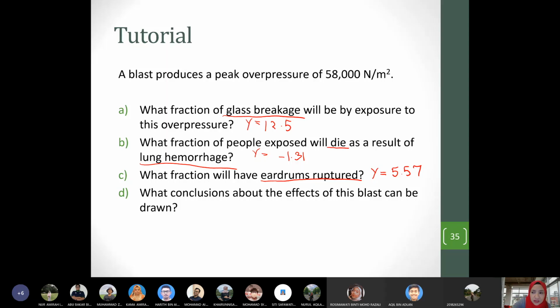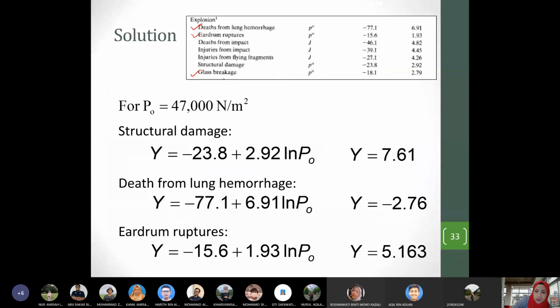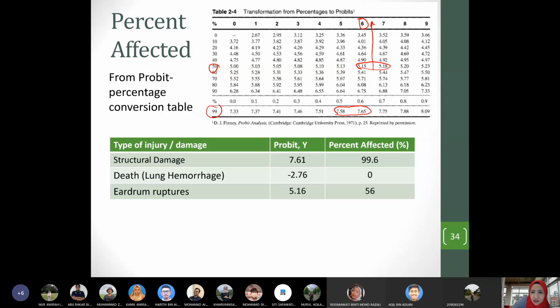So 12.5, negative 1.31, and Y is 5.57. And remember, when you get a negative value for the Probit equation, that means this is 0%. Nobody will die from lung hemorrhage. And for 12.5, let's go back here. The highest value is 8.09, so that means 100% of the buildings will have the glass broken. And 5.57 is somewhere here, between 71 and 72% will have eardrum rupture, which is a higher percentage than the previous one. The previous one was 56.